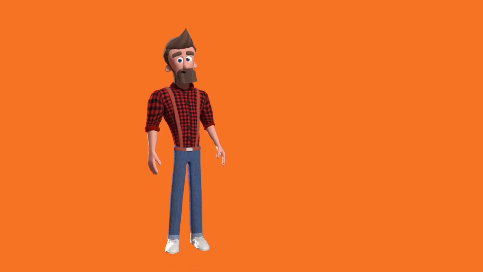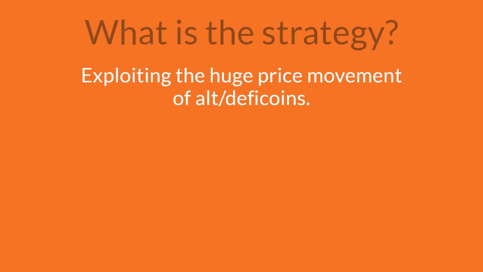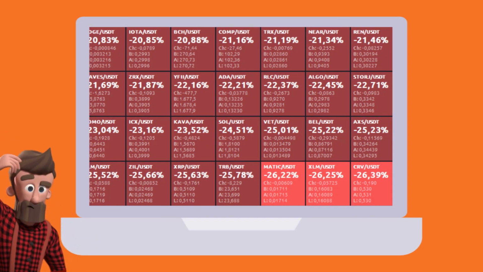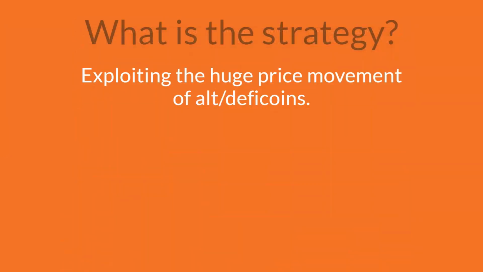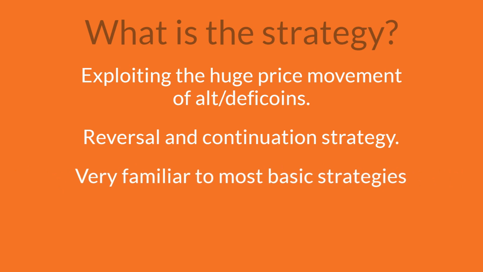So what is this strategy that can potentially yield you 1000% ROI? The strategy is based on the volatility of alt and DeFi coins. As you can see on the screen, these coins fall or rise a lot, sometimes more than 30% in either direction. This volatility is what we are going to use to make money. The strategy itself is a reversal and continuation strategy. What we will be looking for is coins that have reversed after either reversing or bouncing off of previous levels of support or resistance. Some of you have likely traded with a similar strategy, so you should be familiar with it.